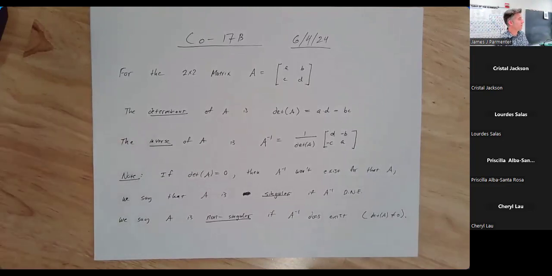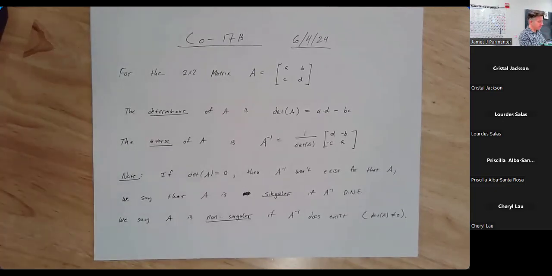The way I often think about this terminology is that if your matrix is non-singular, it's not single. It has a partner, and its partner is its inverse. Whereas if a matrix is singular, it's all by itself. It does not have an inverse. That's how I've made it work in my brain.